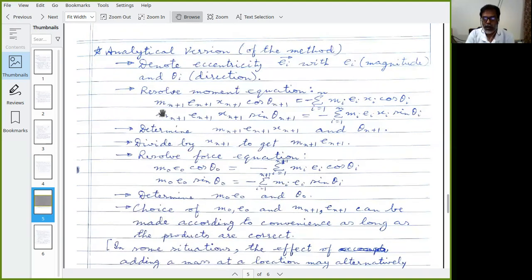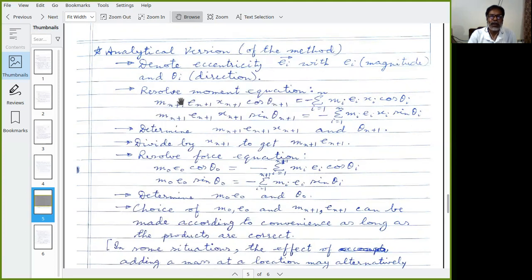You will resolve the force equation also later, but the moment equation has an advantage: here Mi, Ei, Xi will be 0 because X0 is 0. So one set of unknowns goes off from the equation, and that is an advantage. That's why we first resolve the moment equation, all the cos components and then all the sine components.